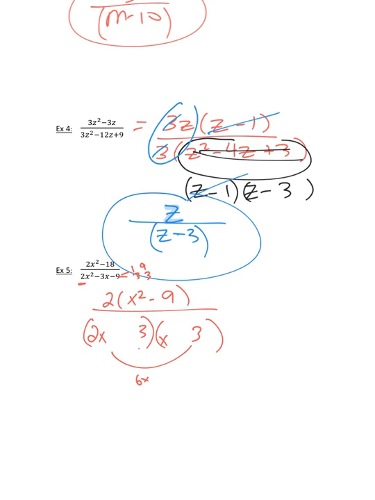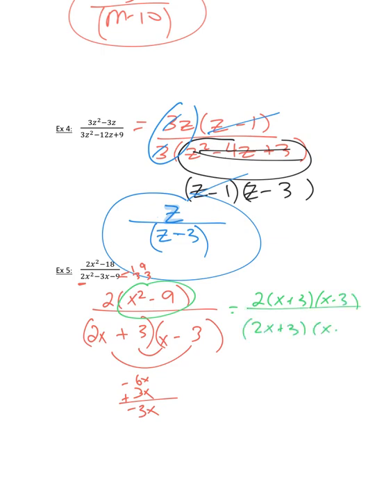Outsides give me 6x, insides give me 3x, and that works. I get a negative 3x if I have a negative 6 and a positive 3. So I'm going to put the negative here to get negative 6x and the positive here. I'm not done factoring though, because you'll notice that x squared minus 9 is a difference of squares. So that's going to factor into, I'll write it over here, 2 times x plus 3, x minus 3. And my denominator is 2x plus 3 times x minus 3.